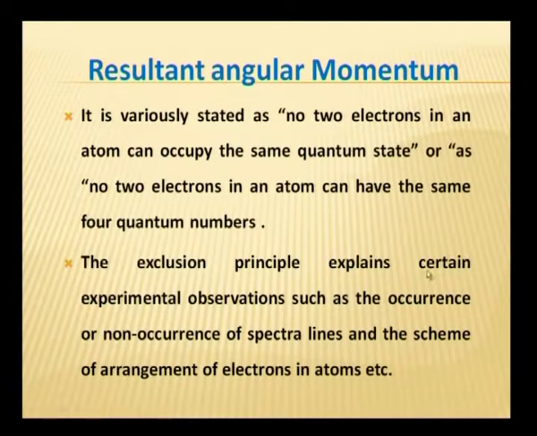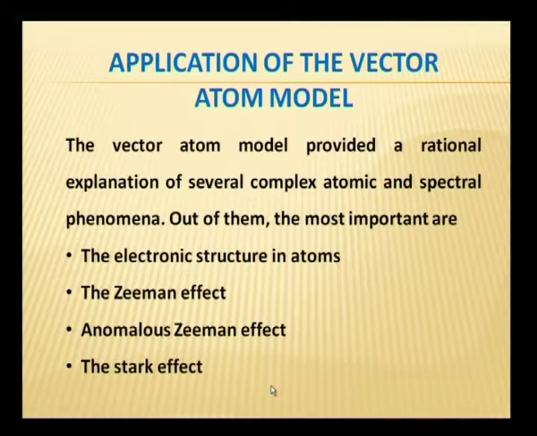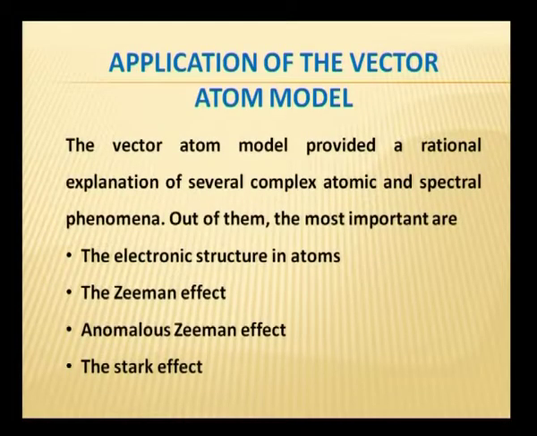The exclusion principle explains certain experimental observations such as the occurrence or non-occurrence of spectral lines, and the scheme and the arrangement of electrons in atoms. The most important thing is that the arrangement of electrons in atoms is properly described in today's understanding. How many electrons you can have in the first shell, or how many you can have in the second shell, or how many you can have in the 3 subshells in the third main shell. The third main shell will have 3 subshells, and the second main shell will have 2 subshells. How many you can have in each and every subshell, and how many electrons you can have in a main shell. These things come from the vector atom model, but in conjunction with the Pauli principle. You have to apply the Pauli principle.